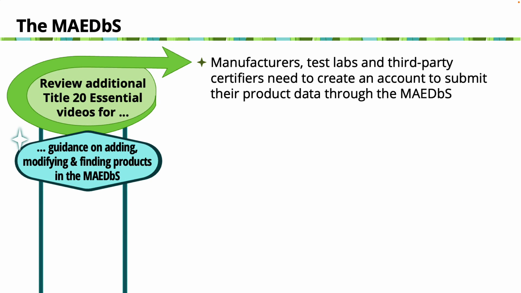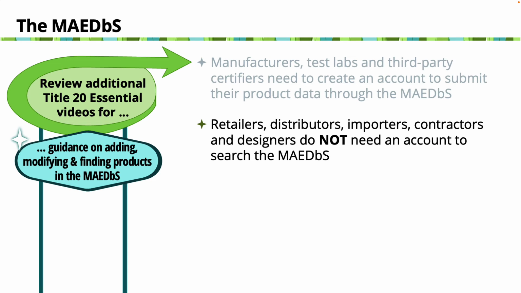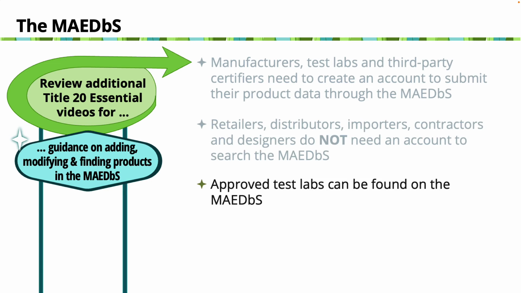In the following modules of this series, we will address how to perform role-specific responsibilities. These include how manufacturers, test labs, and third-party certifiers can create an account in the MABES, find a lab approved to test the relevant product type, and submit the product data to get it certified. We also show you how retailers, distributors, importers, contractors, and designers can search the MABES without setting up an account.